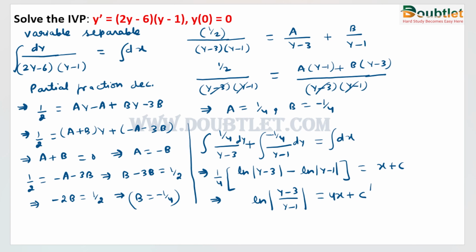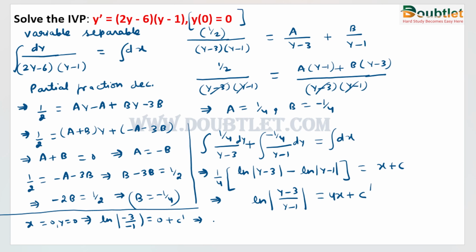Now we will apply the initial value, that is y0 is equal to 0. So we will put x is equal to 0 and y is equal to 0 in this given expression. So we will get ln mod of minus 3 divided by minus 1 is equal to 0 plus c dash. So the value of c dash is ln 3. Correct? So we replace this c dash by ln 3 here.